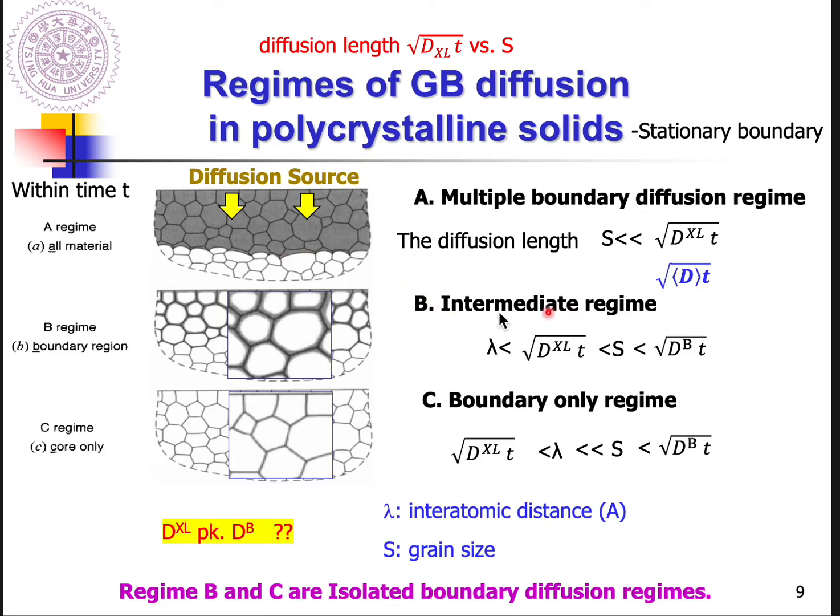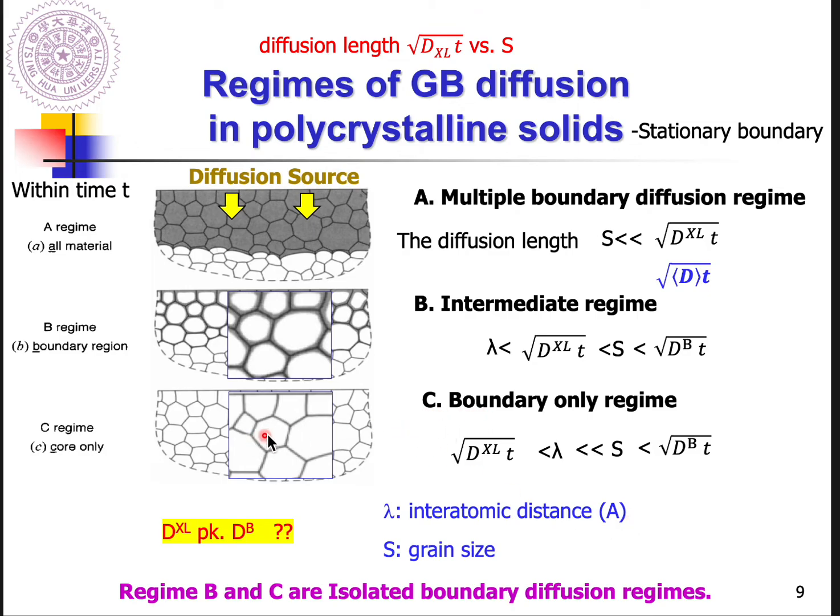For the intermediate regime, you can observe that the diffusion distance along the grain boundary is larger than S, because the diffusion happens across several grains. We can also observe diffusion inside the grain, but it does not diffuse too much, so S is larger than the diffusion distance in the grain. And this diffusion distance must be larger than lambda, the interatomic distance, which is on the scale of angstroms.